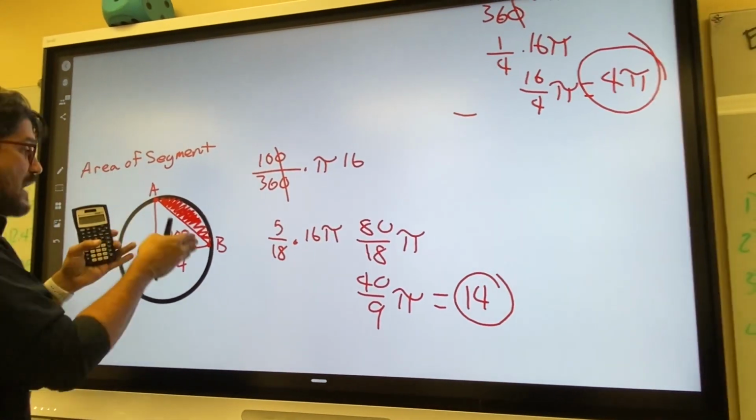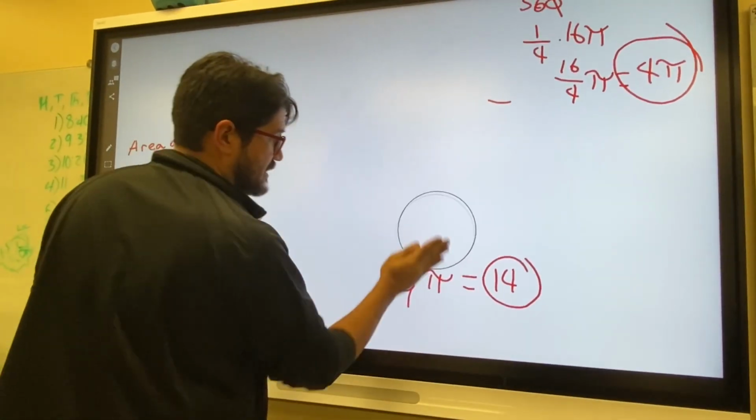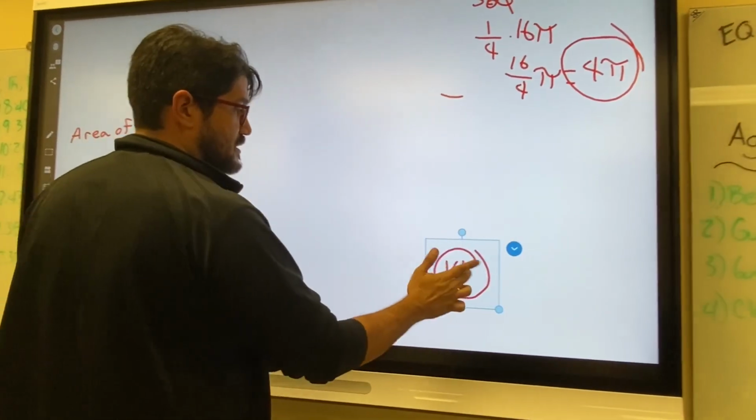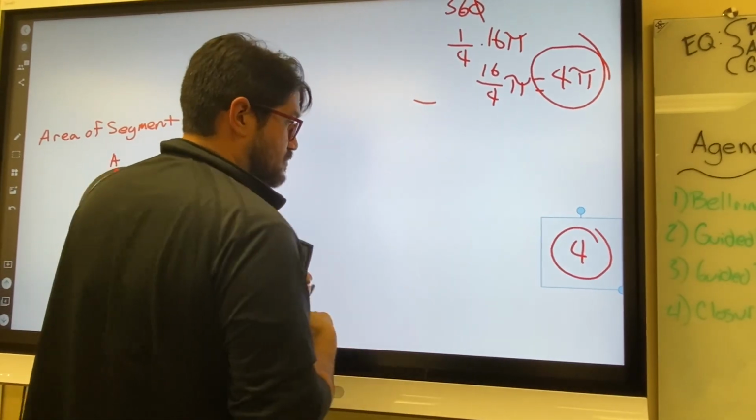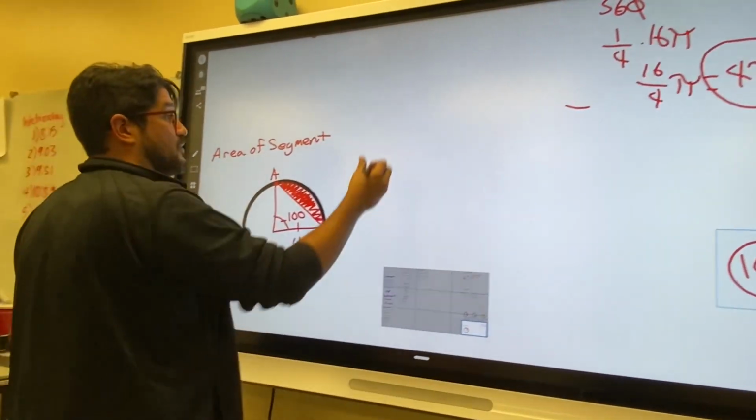Now I'm going to subtract the area of the triangle. So now I'm going to do the area of the triangle. So let me erase this so we get some space, leaving the 14 over here. Should probably bring the 1 with it too. Okay, so 14 is over there. Now we have to find the area of the triangle.